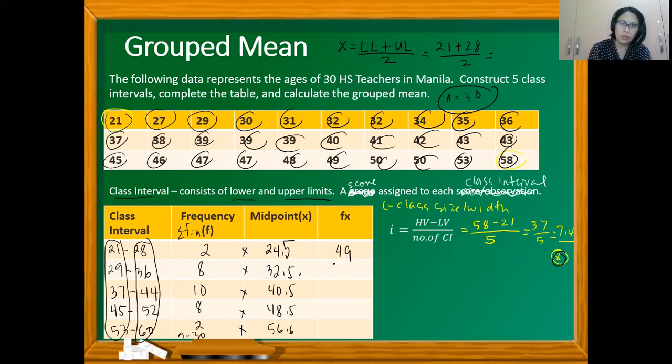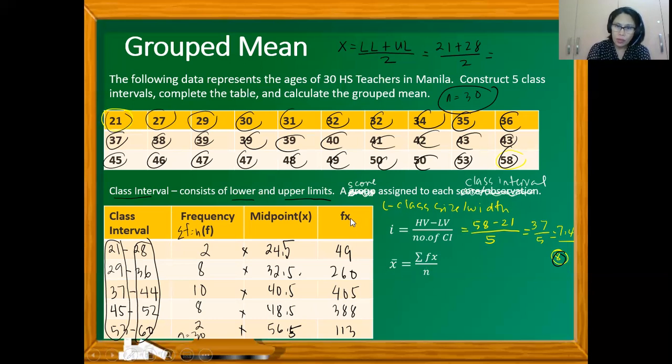So it's 260. What is 10 times 40.5? So this is 405. And what is 8 again times 48.5? So this is 388. And last, what is 2 times 56.5? This is 113.